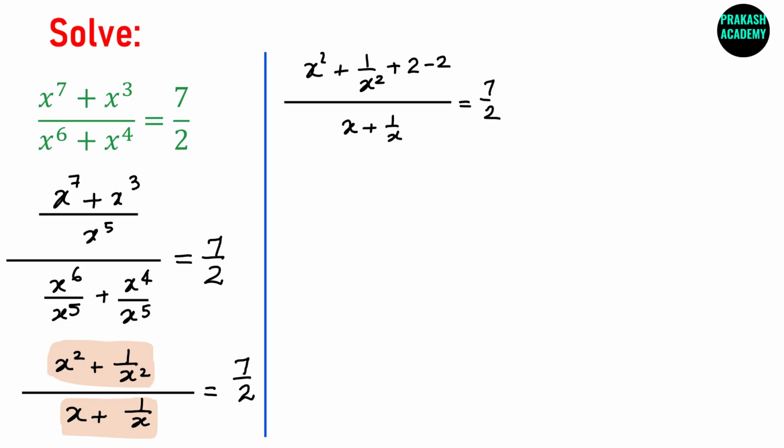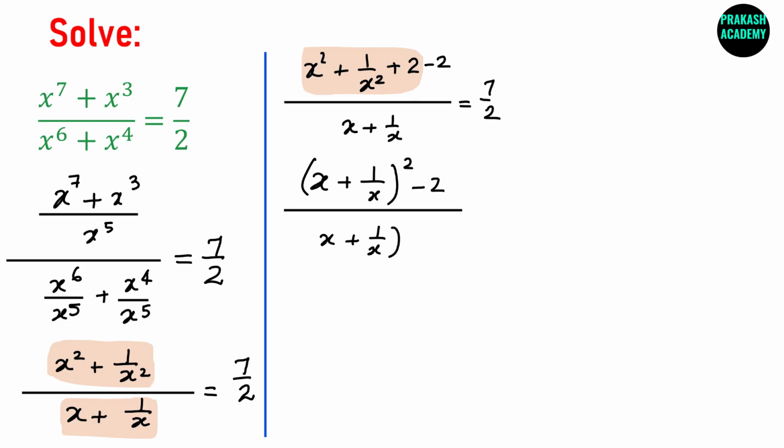Now see, this is written as x plus 1 by x whole square, because x times 1 by x will be 1, so the 2ab term will be simply 2. So this can be written as (x plus 1 by x) whole square minus 2, divided by x plus 1 by x. This is equal to 7 by 2.